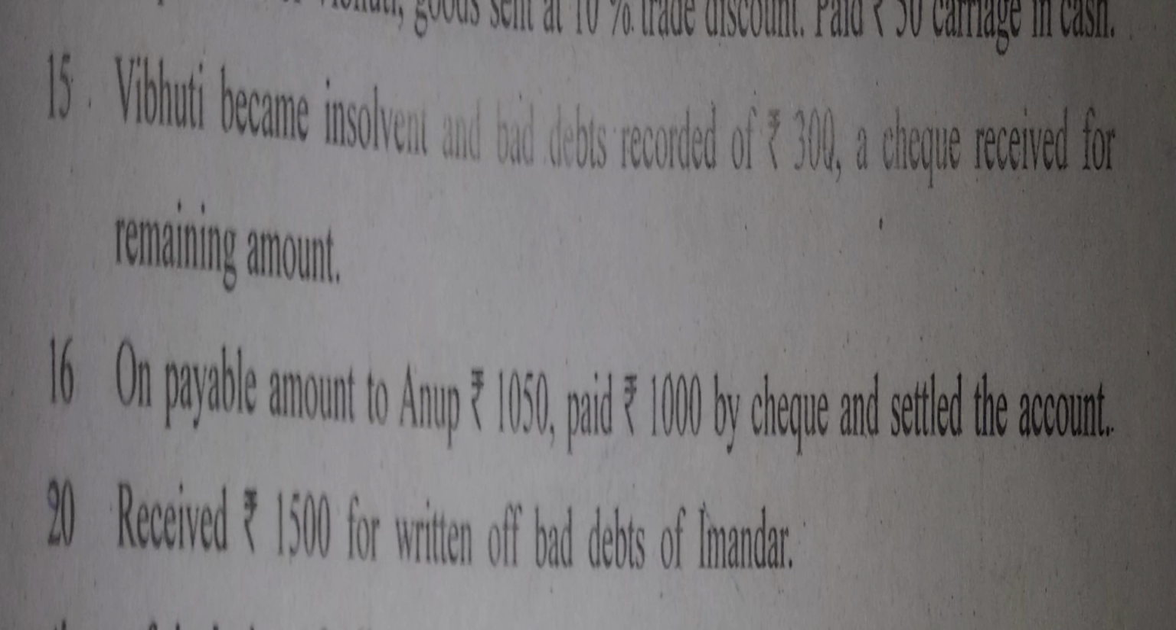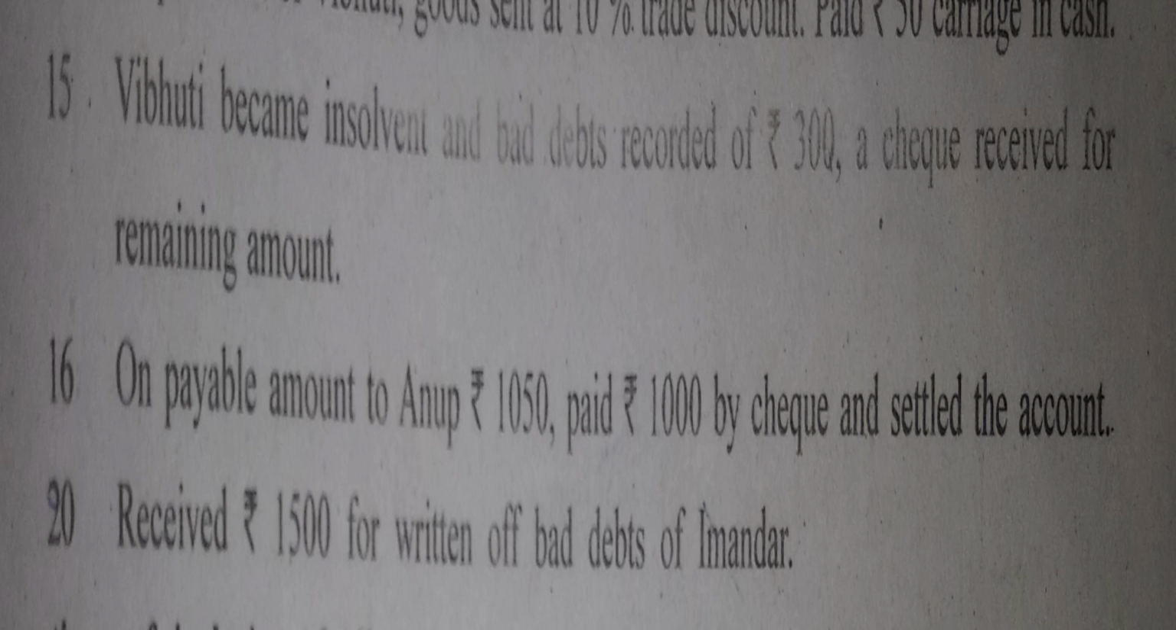Bank से 1000 rupees जाएंगे, to bank account 1000. To allowance account 50 rupees. We have paid 1000 instead of 1050. So the remaining 50 is allowance and is my income. So the journal entry is Anup account debit 1050 to bank account 1000, to allowance account 50 rupees. Alright.